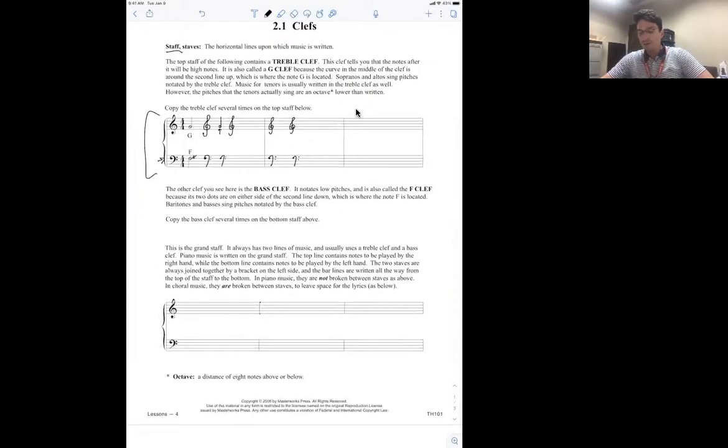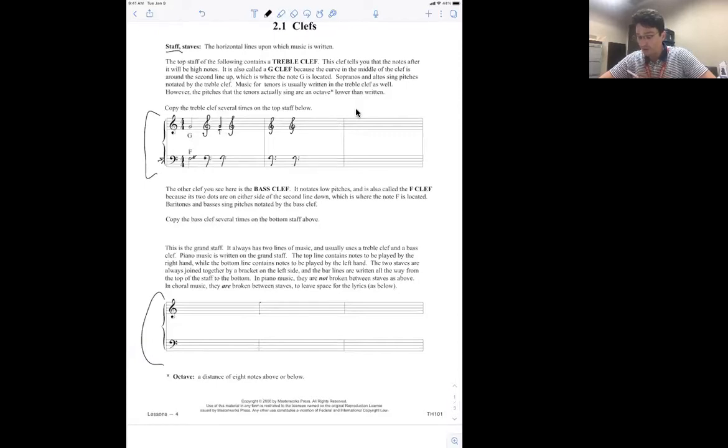So below is the grand staff right here, and it always has 2 lines of music and usually uses a treble clef and a bass clef. Piano music is written on the grand staff. The top line contains notes to be played by the right hand, the higher pitches, while the bottom line contains notes to be played by the left hand for the lower pitches.